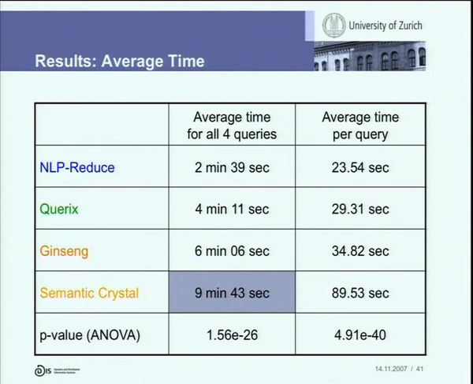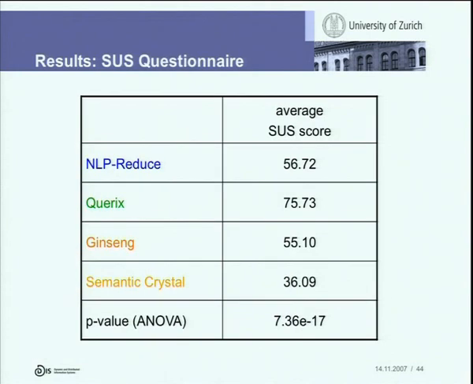Let me go on here. Second, how happy were they with the system? So that's the SUS questionnaire. Essentially, the higher the number, the happier people are with the system. And what comes out here is that, interestingly enough, they were happiest with Querix. Remember, Querix is the system that requires you to put in full English. You cannot put any keywords. Actually, they were significantly happier with Querix than with the keywords.